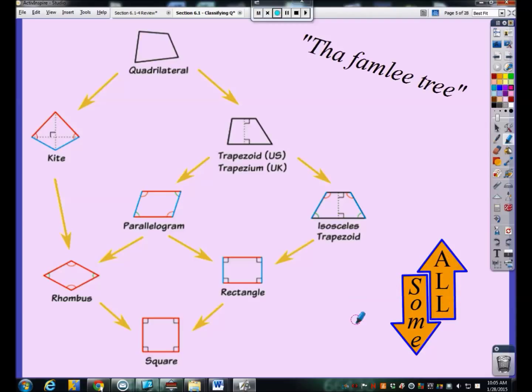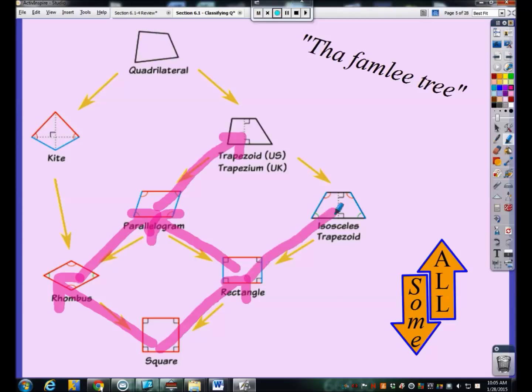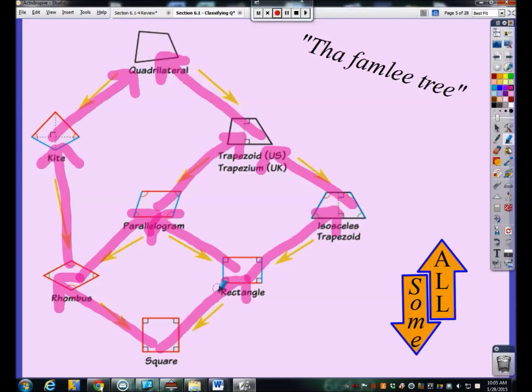The "all" relationship is when we move backwards against the stream. We get to say that all of the one shape we're talking about is the other shape that's upstream from it. So for example, all squares are rectangles. All rectangles are parallelograms. All squares are rhombuses. All rhombuses are parallelograms. All parallelograms are trapezoids. All rectangles are isosceles trapezoids. All isosceles trapezoids are trapezoids. All trapezoids are quadrilaterals. All rhombuses are kites. And all kites are quadrilaterals.